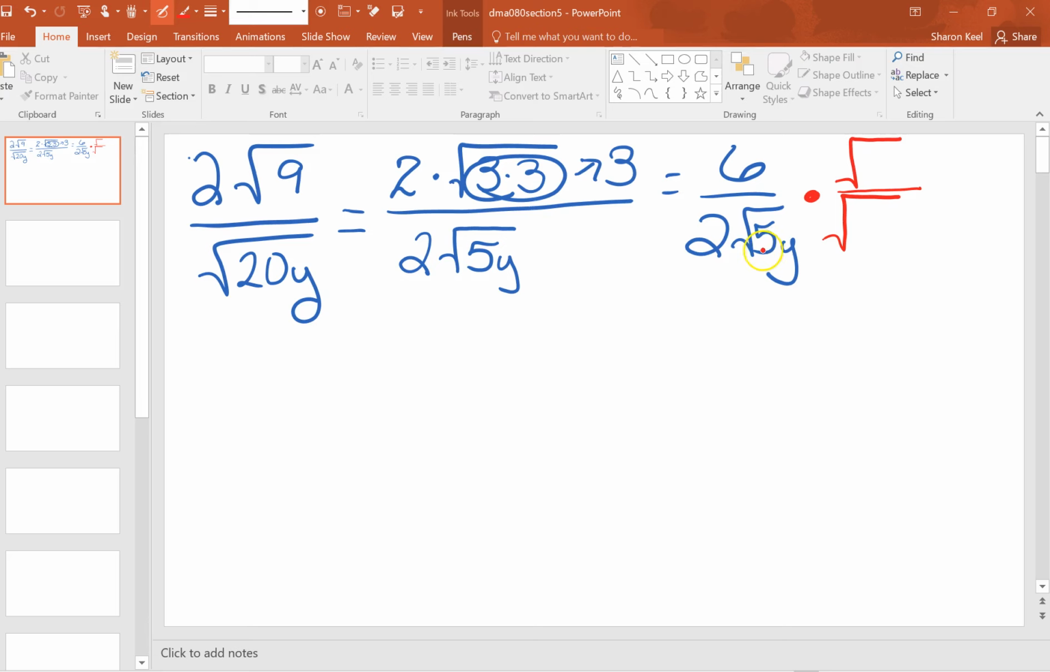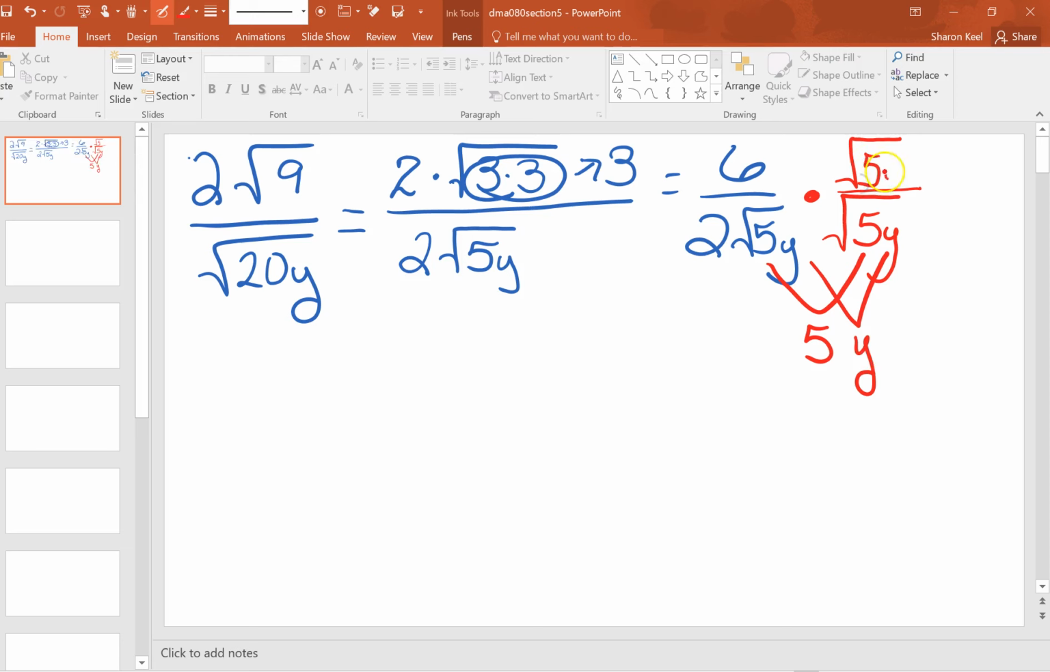How many more 5s do I need for the 5 to come out from under the radical? One more. How many more y's do I need? One more. That gives me a pair of 5s. That gives me a pair of y's. So the 5y now comes out.